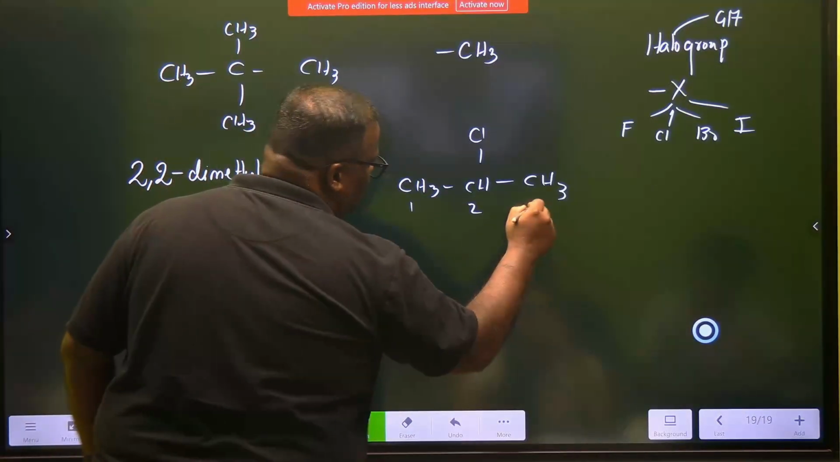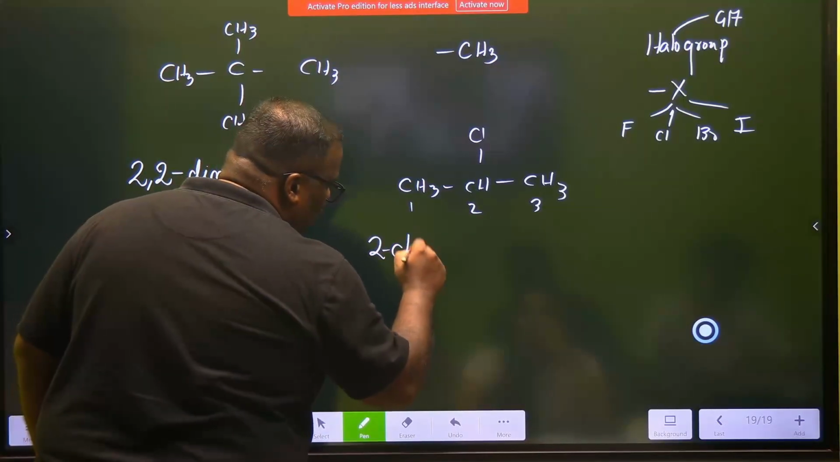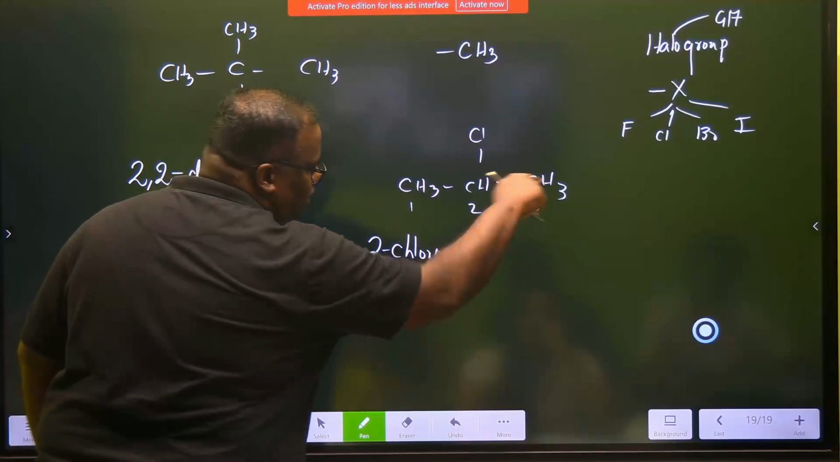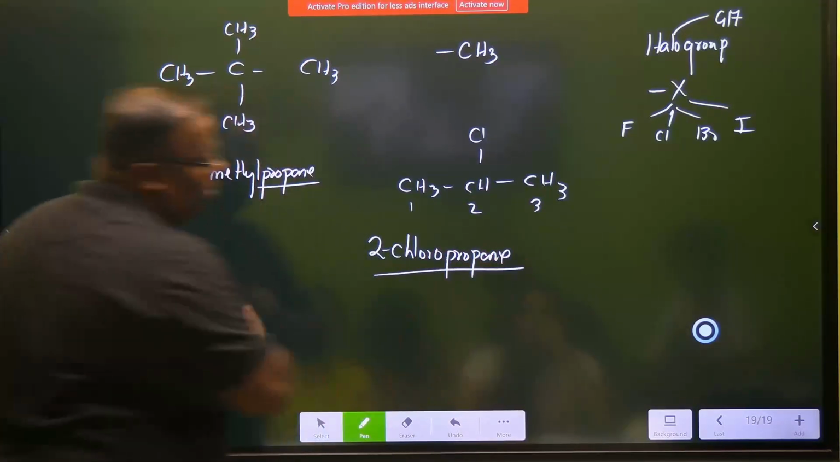1, 2, 3. Where is the branching? 2. At 2, whom do you see? Chloro. And what is the chain? Propane. 2-chloropropane is its name.